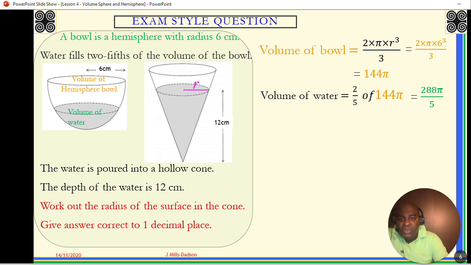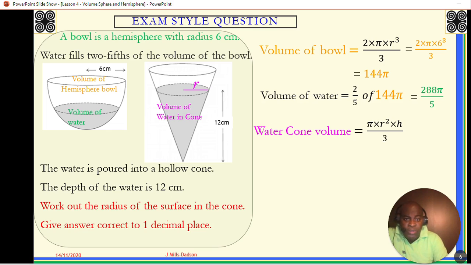Next is to work out the radius of the surface of the water in the cone. So I'm going to work out an expression for the volume of the water inside the cone. The volume of a cone is pi r squared times height over 3. The r will still be r because I don't know it yet, but I know the height as 12. If I work that out, that simplifies to 4 pi r squared.